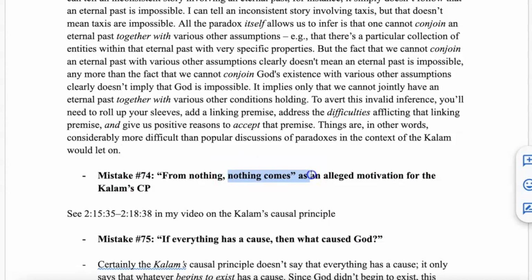From nothing, nothing comes as an alleged motivation for the Kalam's causal principle. This does not motivate the principle, and it's very painful every time I see it. So let's get to this timestamp in my video on the Kalam's causal principle.